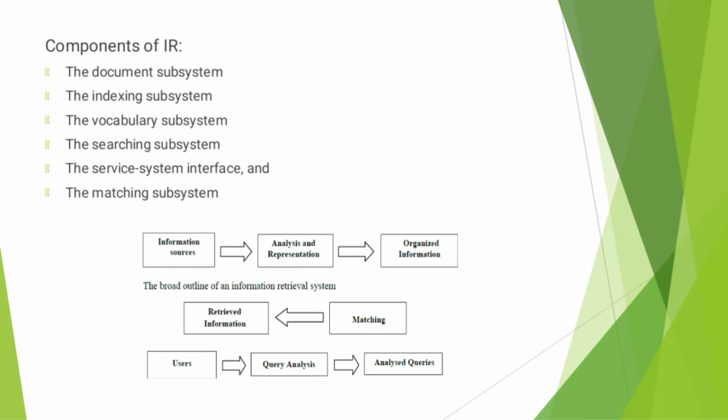Here I have given one diagram. That diagram explains the information retrieval system. The information sources send the data to analysis and representation, then go to the organized transformation. After that, the broad outline of an information retrieval system explains the process of information retrieval. Then the next step is matching, then retrieved information. Then finally, the user sends the query to query analysis, then query analysis sends the queries to analyzed queries.